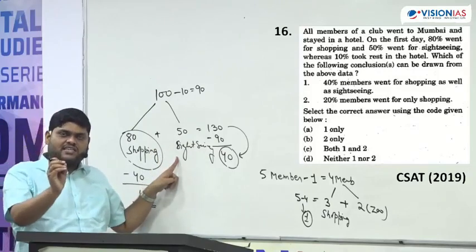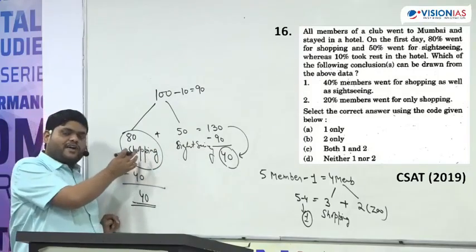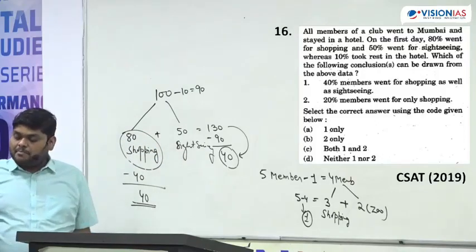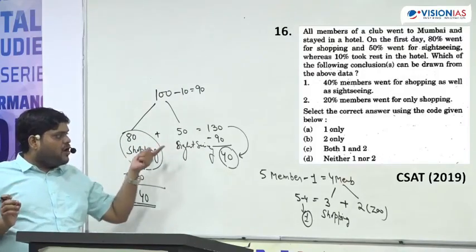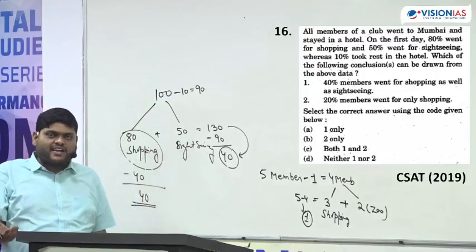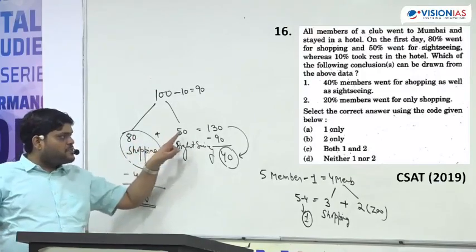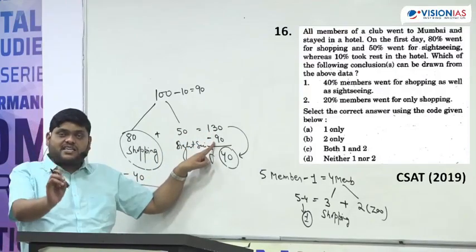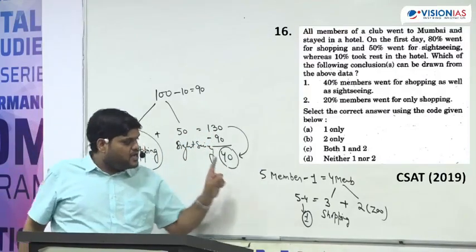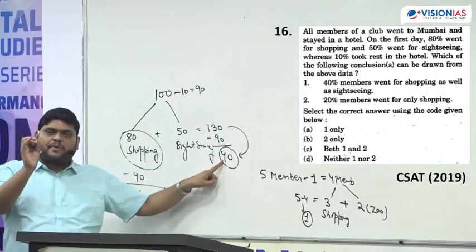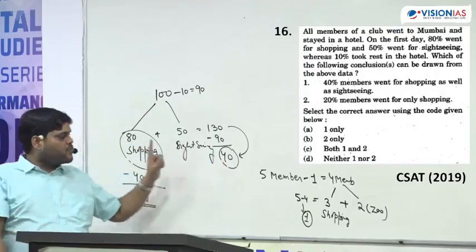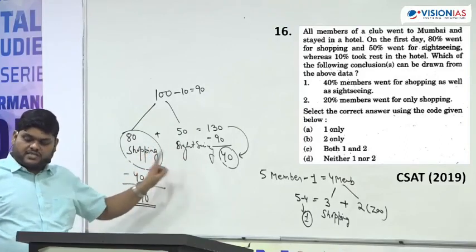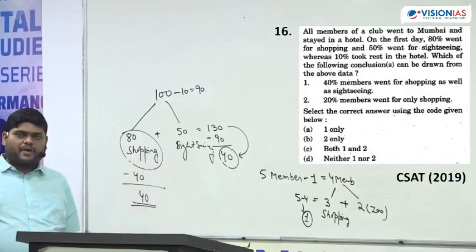That means one thing is clear. Some members who went for shopping also went for sightseeing. And how to find that out? Now total individual count becomes 130, but only 90% are there. Same logic here. So we can say that 40% are going for shopping as well as sightseeing, both. 40% are going to both places.